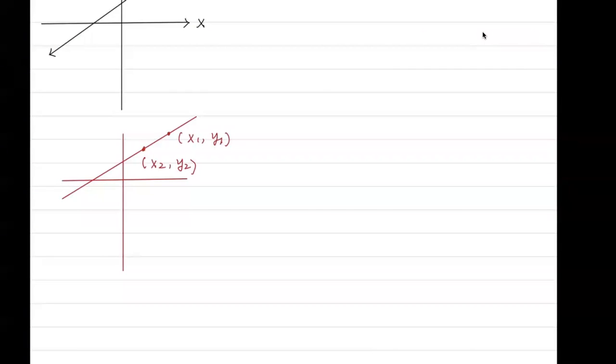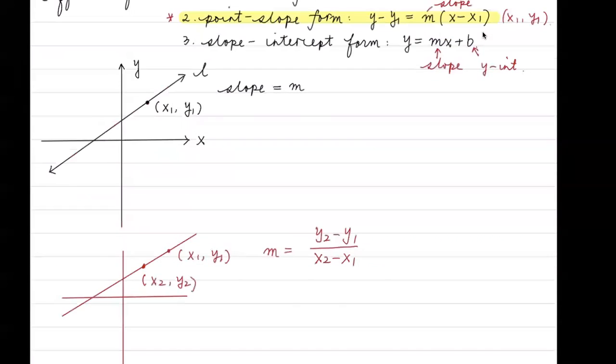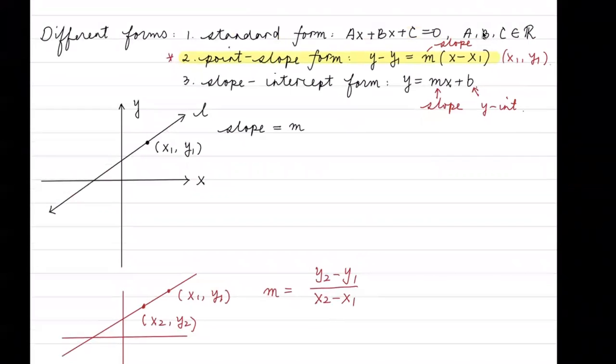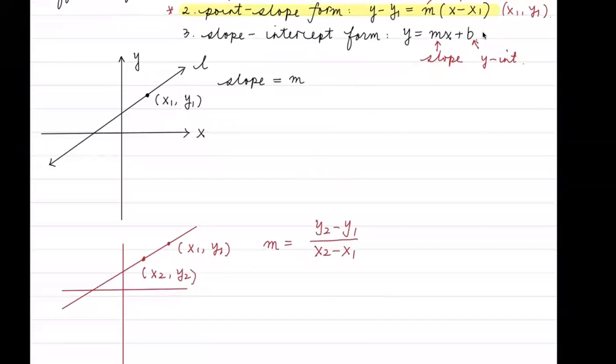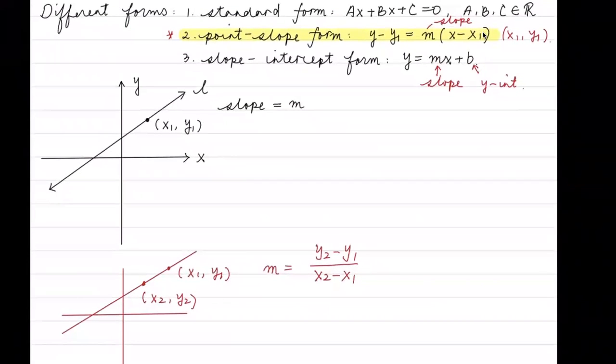We know the formula for slope. The slope is equal to y2 minus y1 over x2 minus x1. This is what the point slope form is based off. The slope formula is what the point slope form is based off.